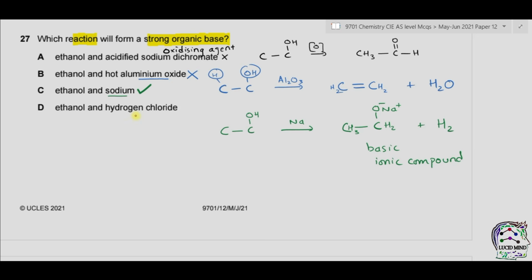In the last one we have ethanol and hydrogen chloride. This can form chloroethane along with water. No base is produced, so this is incorrect. The only one that produces a strong base is part C.